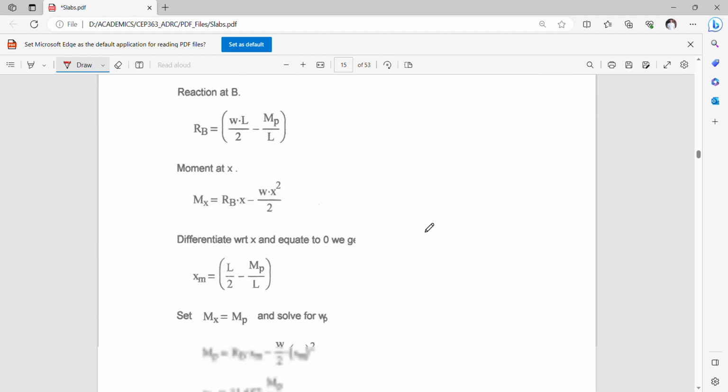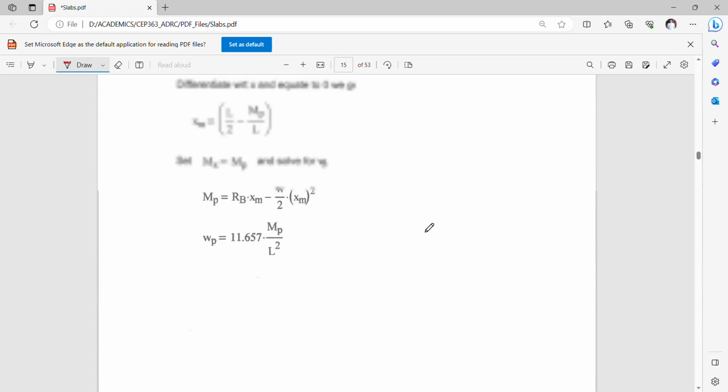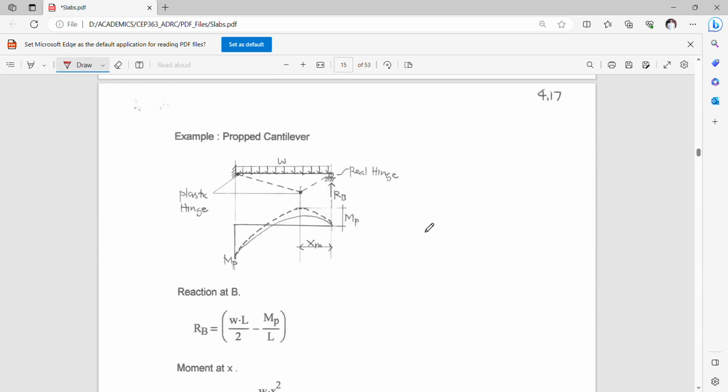So for the propped cantilever, we actually know the elastic moments that we need at the maximum critical points, which are of course somewhere here within the span and somewhere here at the fixed support.